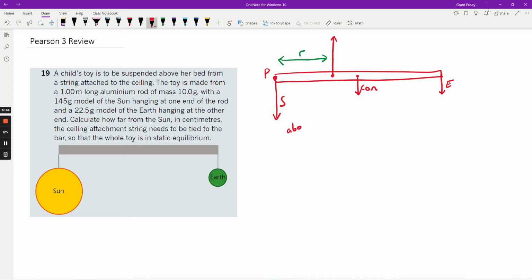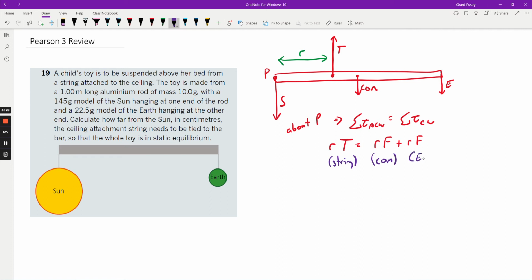So about this location, I can expect the torques to balance, equal to the sum of all the clockwise torques. I'm going to have RT, where T is the tension in this string. It's going to be equal to RF plus RF, because it's all acting perpendicular to make it nice and easy. And this is the string, and this here is the center of mass, and this here is the earth.